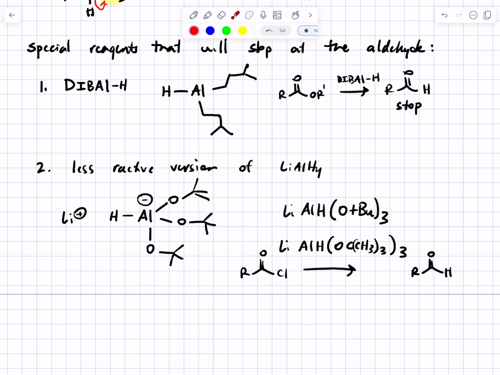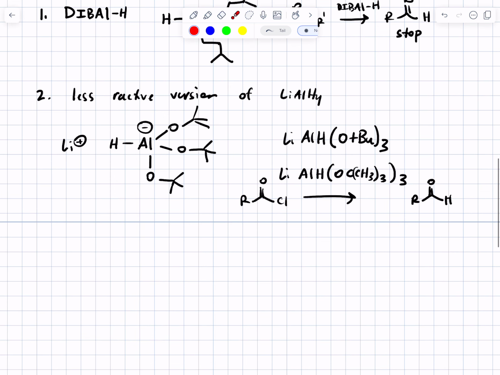This is a little bit less reactive than lithium aluminum hydride, presumably because of the electronegativity of the oxygens, which should pull electron density away from the hydrogen inductively. And so it's probably the electronegative oxygens that make this a little bit less reactive than lithium aluminum hydride. Because of that, it can also stop at the aldehyde.